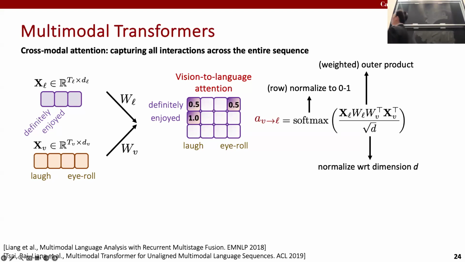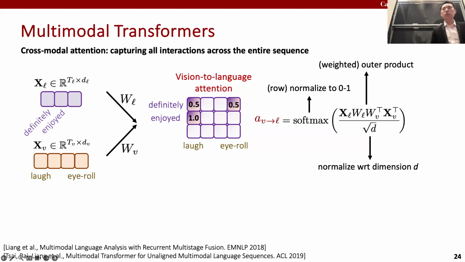A softmax essentially turns every entry in this row into something that is non-negative and sums to 1. You can actually interpret these as attention weights. For example, the word definitely takes an interaction of 0.5 with laughter and 0.5 with eye rolling, non-negative and sums to 1. And likewise, for the word enjoy, we see an interaction of 1 with laughter and 0 everywhere else. Non-negative and sums to 1.